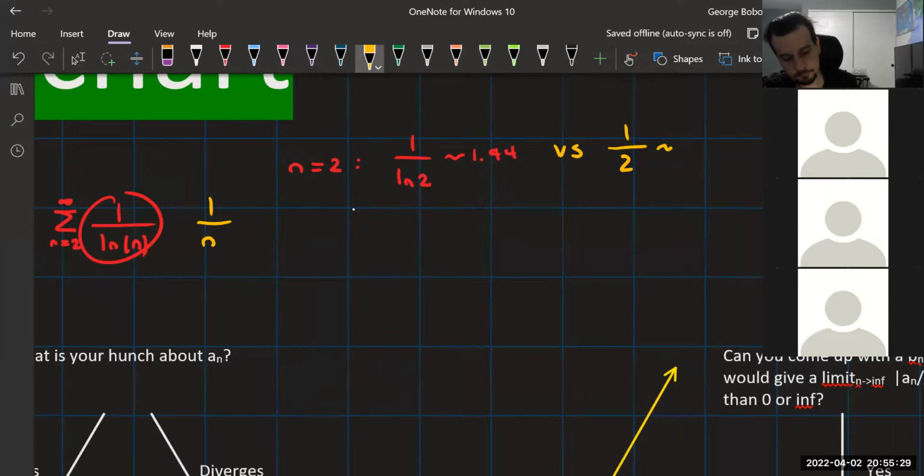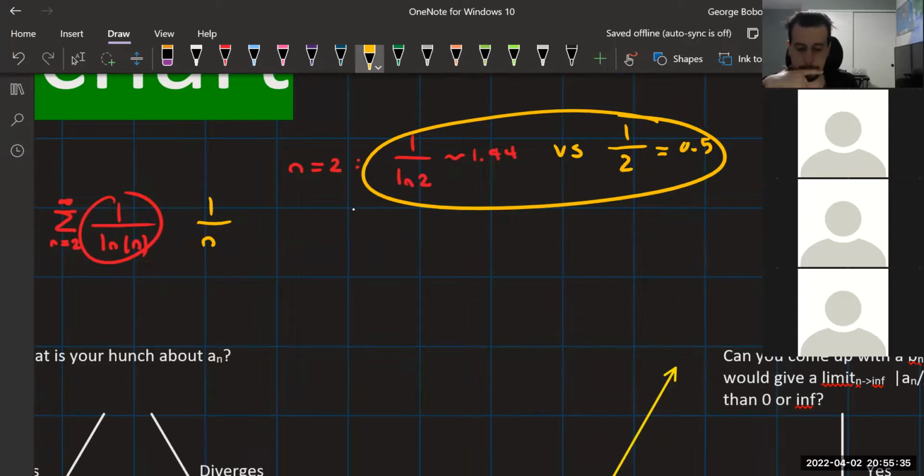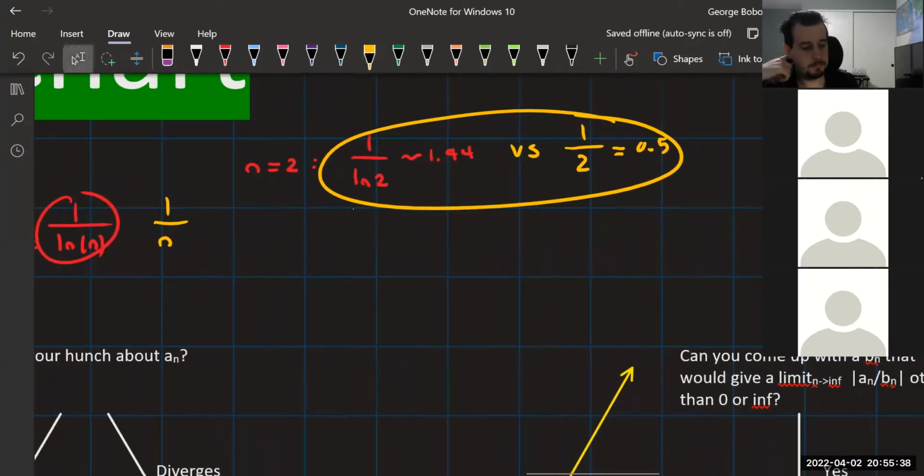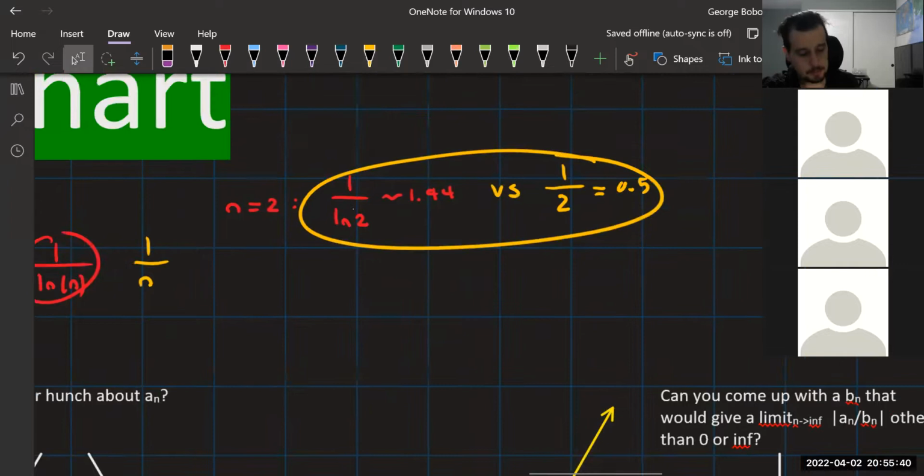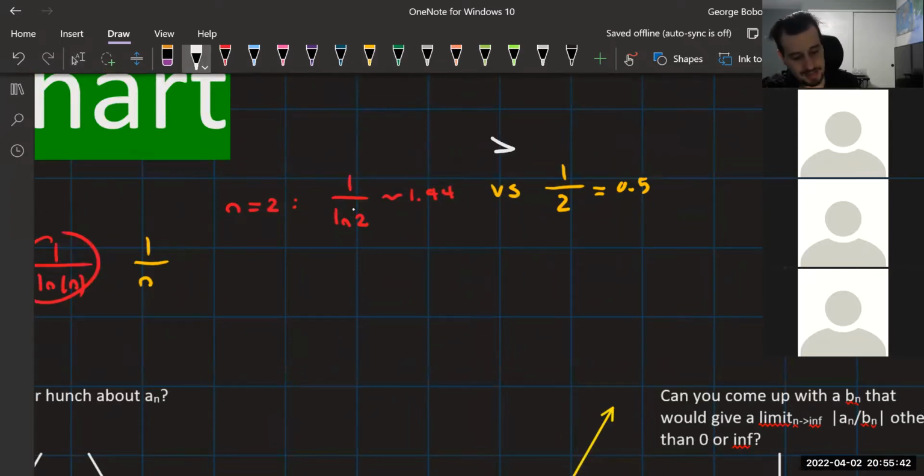1 over 2. 4.5, right? Yeah. So which one of these is bigger? 1 over ln 2. Absolutely. So that was the 1 over ln n here, and this is the 1 over n here.